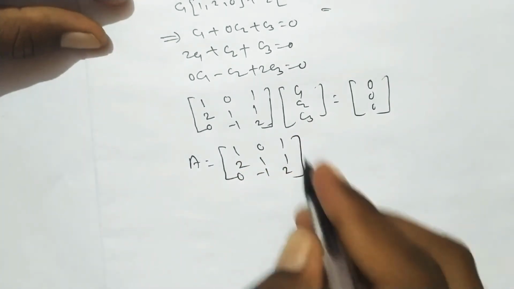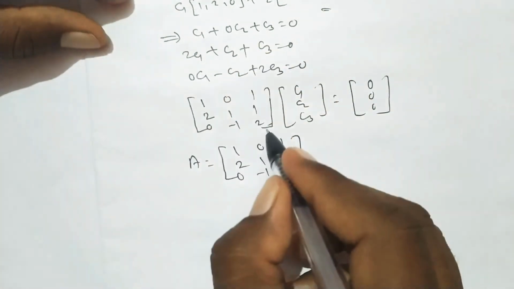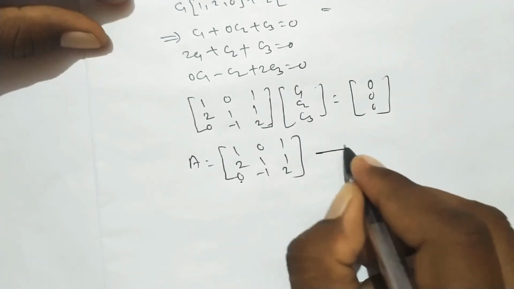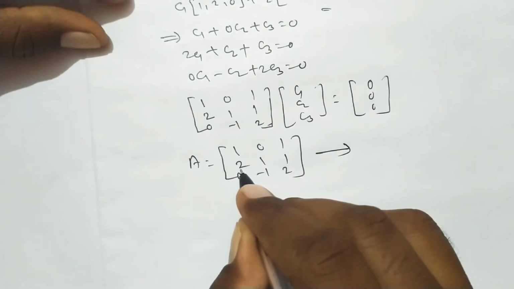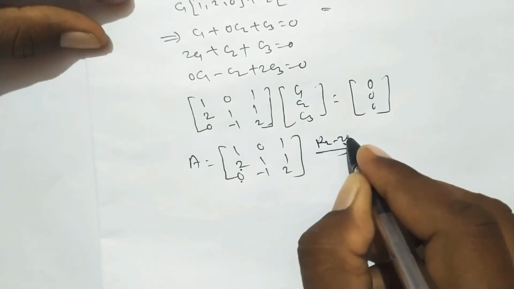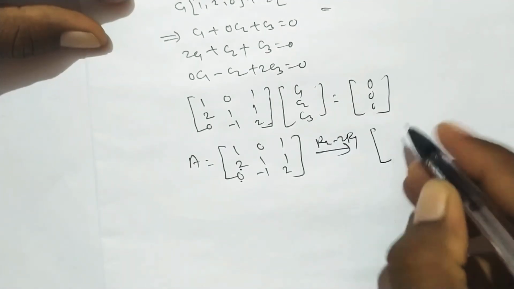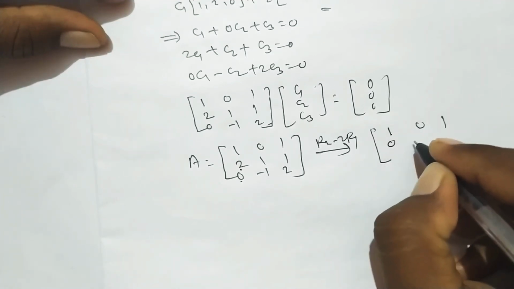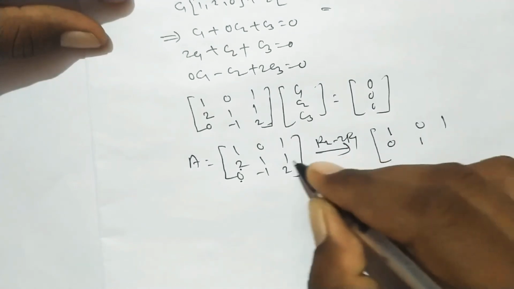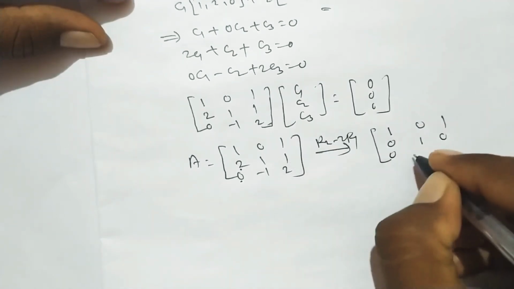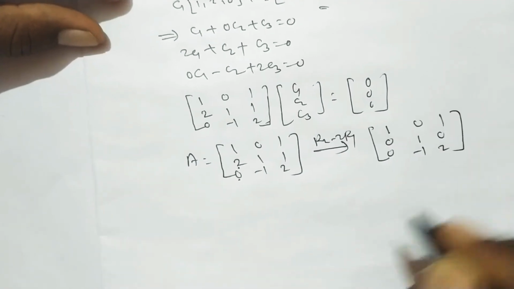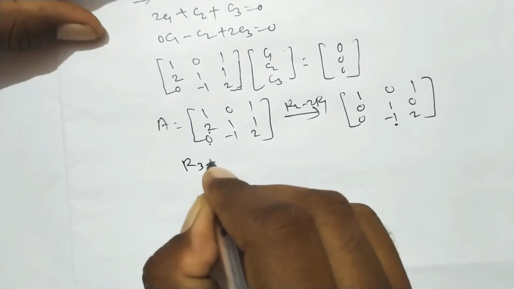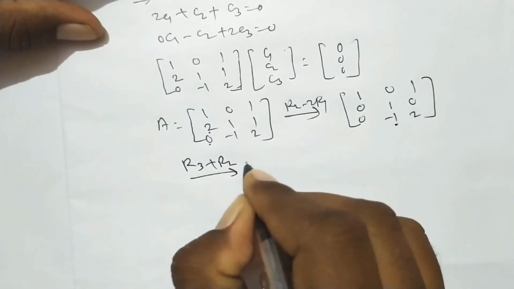Okay, and how do we solve this homogeneous system? First write this system in matrix form, take matrix A and reduce it to canonical form. Here a 0 is already present, so we have to use only one operation. We want this to be 0, so use R2 minus 2 times R1. Then we will get 1 0 1; 2 minus 2 is 0, 1 minus 0 is 1, 1 minus 1 is 0, 0 minus 1, 2. Okay, then we want 0 here, so the next operation is R3 plus R2.